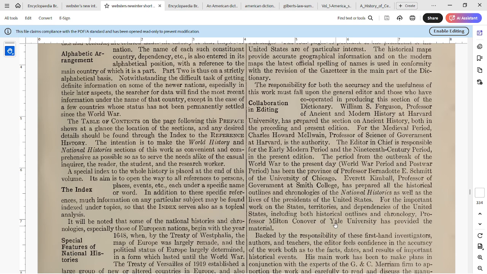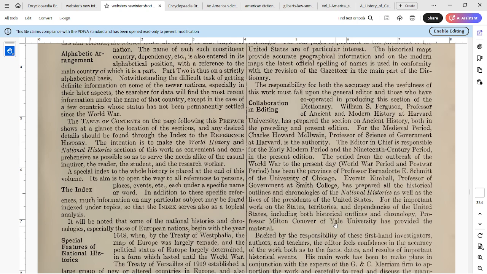For the medieval period, Charles Howard McIlwain, Professor of Science of Government at Harvard, is the authority. The editor-in-chief is responsible for the early modern period and the 19th century period in the present edition. The period from the outbreak of the World War to the present day, World War period and post-war period, has been the province of Professor Bernadotte E. Schmitt of the University of Chicago.